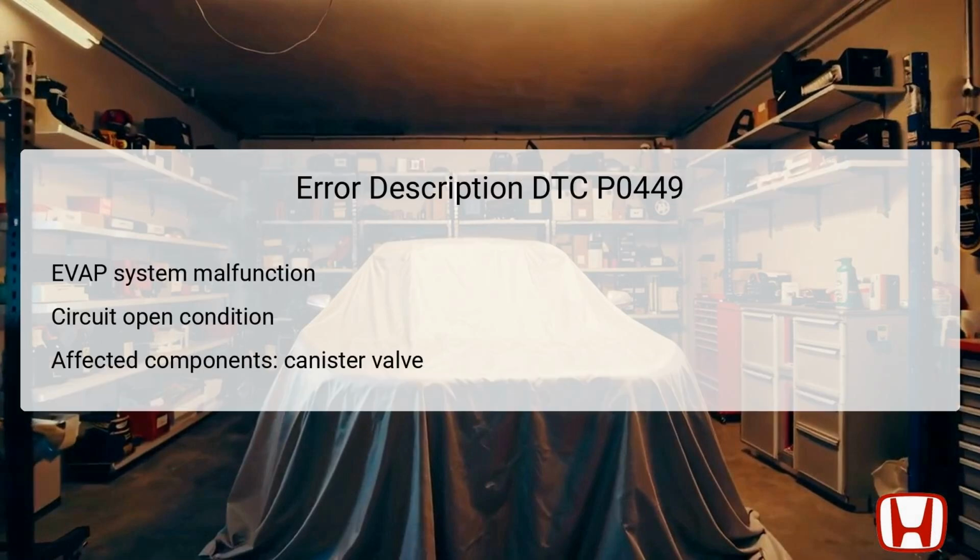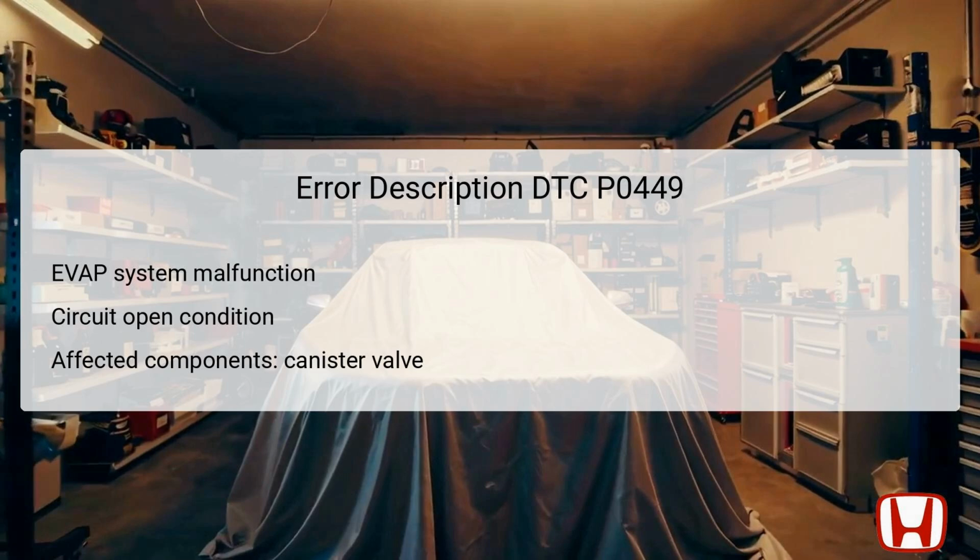The DTC P0449 represents a malfunction within the EVAP system, specifically indicating that the circuit to the canister vent shut valve is open. This means that the valve is not able to operate as intended, potentially allowing fuel vapors to escape instead of recycling them back into the engine.